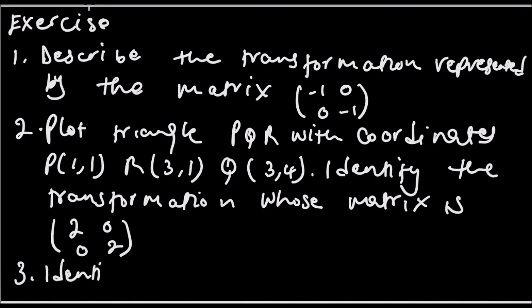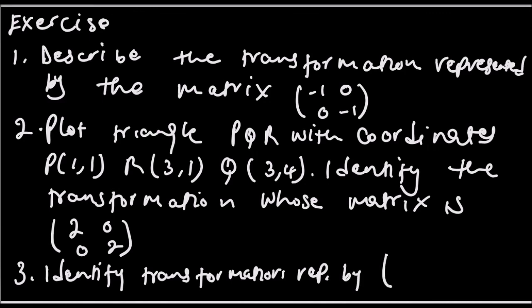Number three, identify the transformation represented by our matrix: cos 90 degrees, cos 0 degrees, and sin 90, and cos 0. So you can try those 3.